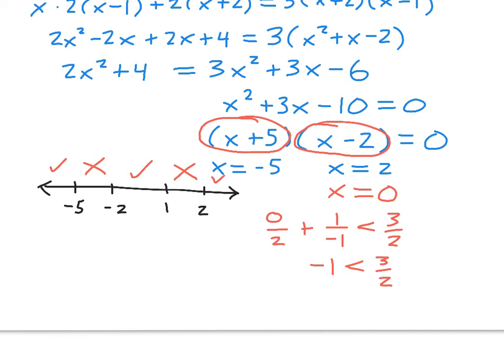So our final answer is x is less than -5, comma, -2 is less than x is less than 1. And we could put open circles here because the excluded values always have open circles. And the original problem did not say or equal to. It only said less than. So we put open circles for everything. And then our last region is or x is greater than 2.